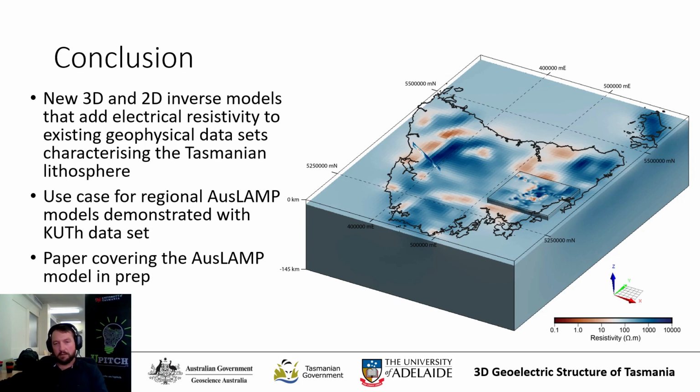So to conclude the talk, this research project has added new 3D and 2D inverse models that for the first time characterize the whole of the Tasmanian lithosphere in terms of its electrical resistivity. We've also been able to demonstrate a potential use case for regional scale AusLAMP models as a starting point for high resolution modeling. I should also mention we have a paper currently in preparation that describes the interpretation of the regional scale AusLAMP model for Tasmania in greater detail.